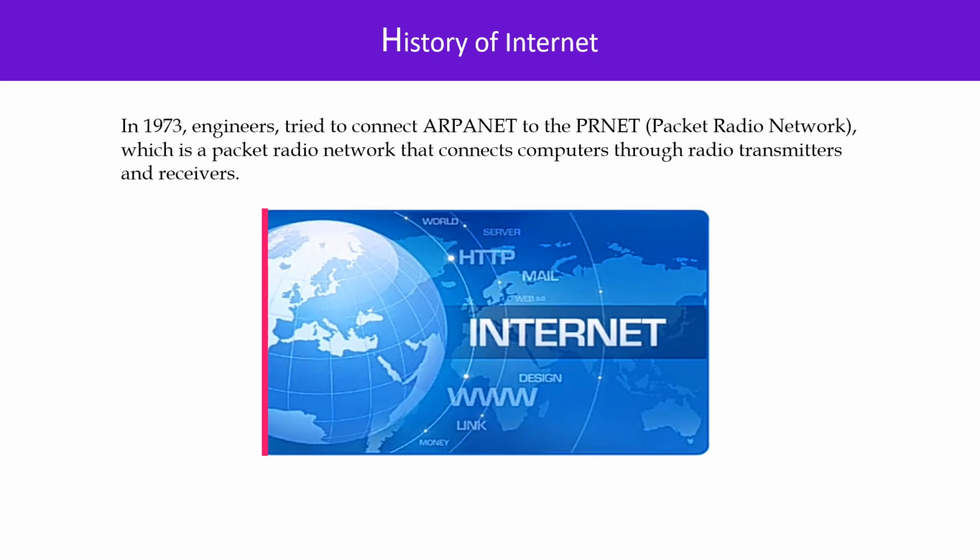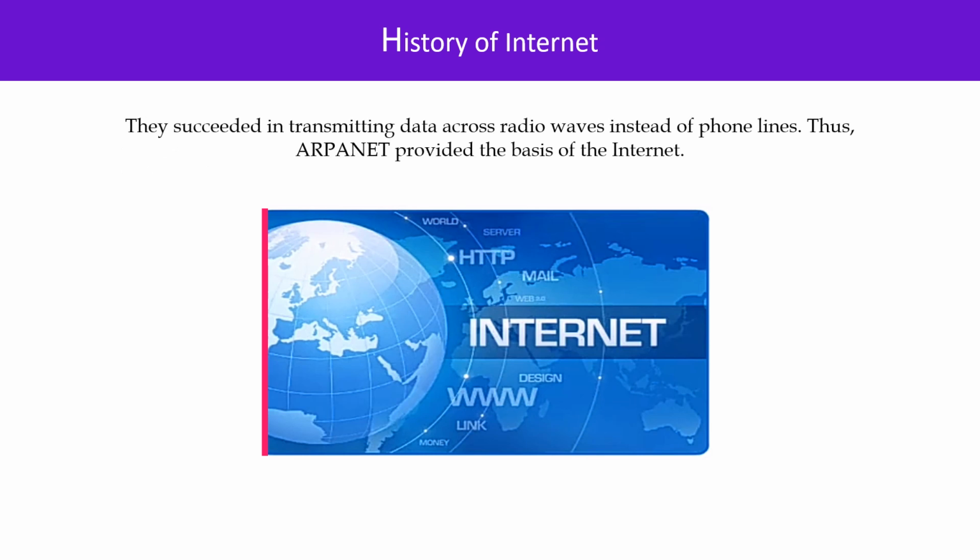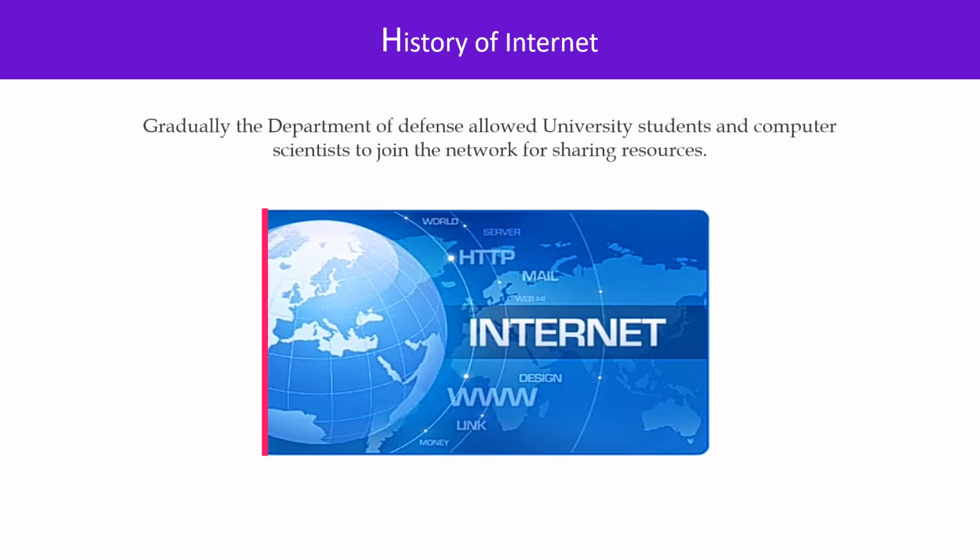But in 1973, engineers tried to connect ARPANET to the PRNET, which is a packet radio network that connects computers through radio transmitters and receivers. They succeeded in transmitting data across radio waves instead of phone lines, and thus ARPANET provided the basis of the internet. Gradually, the Department of Defense allowed university students and computer scientists to join the network for sharing resources.